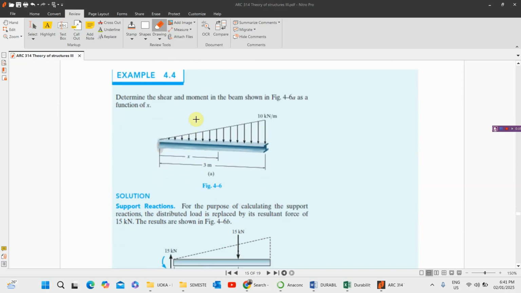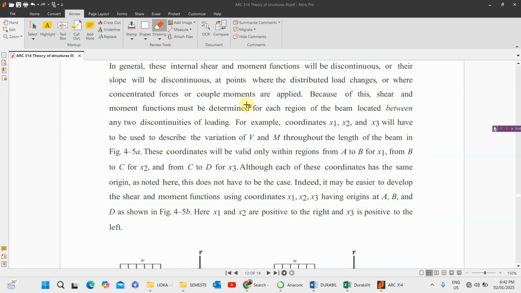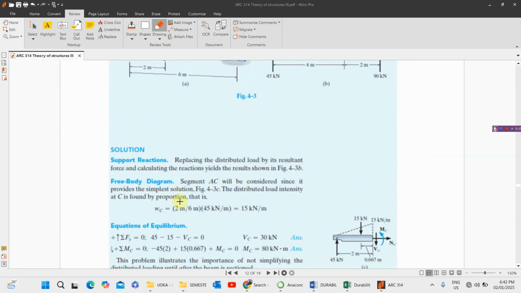Now looking at this example we have here, we want to determine the shear force and moment in this beam, and this beam is just a replica of the other one. So for this particular scenario, we want to look at how this load will vary along this distance s. How do we consider it? The same thing we did the other time. Instead of using 2/6 the other time that we used, we'll be using x.